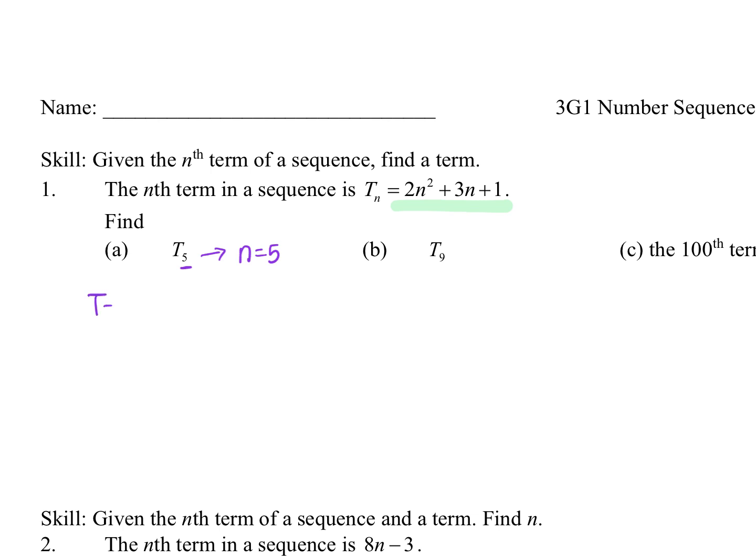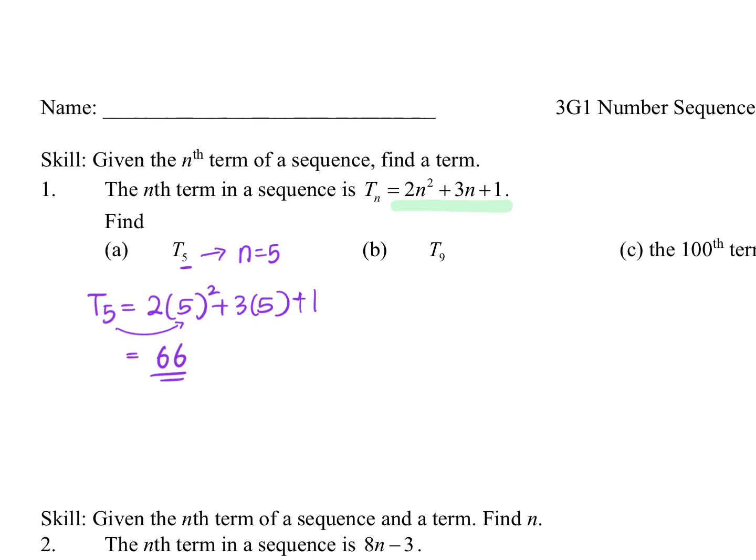So term number 5 will be 2n squared plus 3n plus 1, but the n now becomes the number 5, so I plug 5 into my equation. And then remember, there's a square for 5, right? So let me calculate this. This will be 2 bracket 5 square plus 3 bracket 5 plus 1. And after calculation, this will be the number 66. Have you gotten the answer?